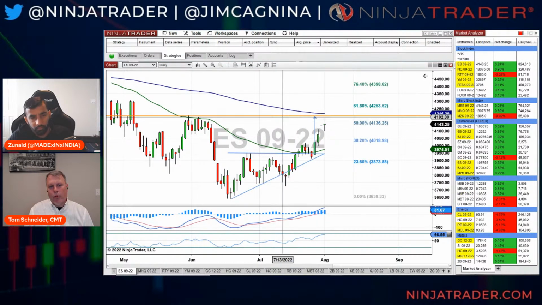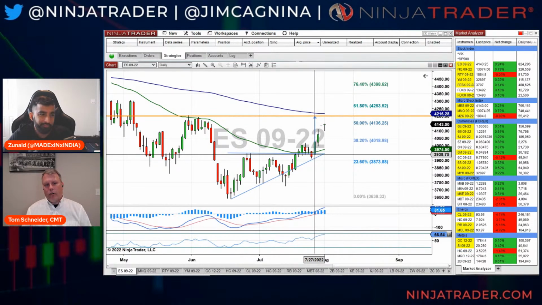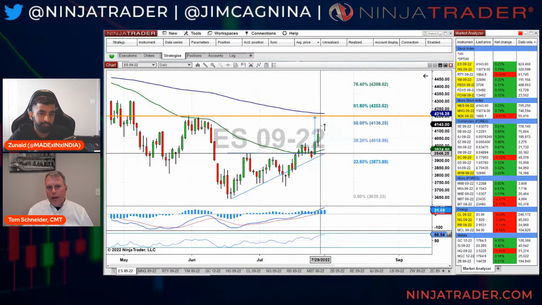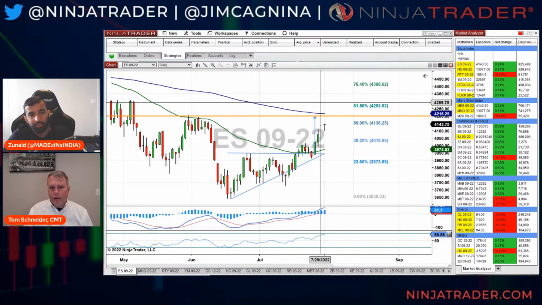And I've already pre-marked this. This is a nice psychological number of 4,200. I like that. So the break of this ascending triangle on the E-mini indicates 4,200 as a target. Now, there's no time consideration. I know there have been studies that say this should happen within X number of bars, but I don't really care about that. If it happens today, tomorrow, or next week, or next month, fine. But that's what that ascending triangle indicates, 4,200, nice psychological number.